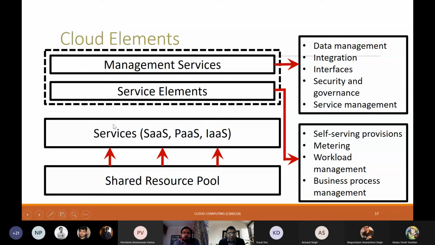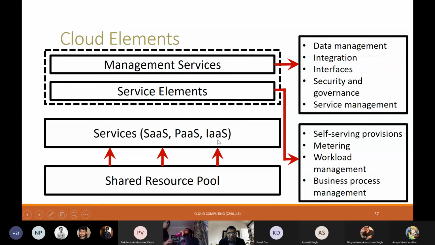When the cloud computing concept emerged, the three basic service models of cloud that were proposed, and which became popular since then, are: SaaS, PaaS, and IaaS. So software as a service, platform as a service, and infrastructure as a service.